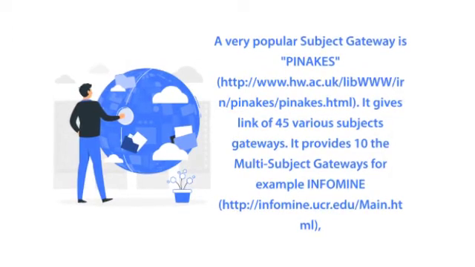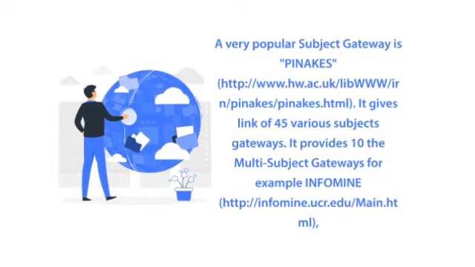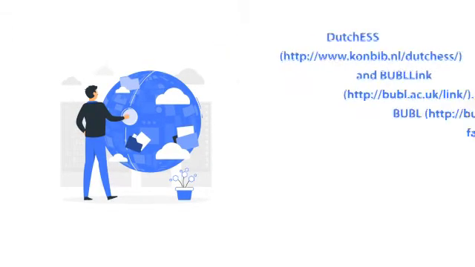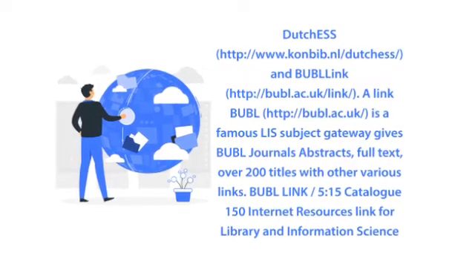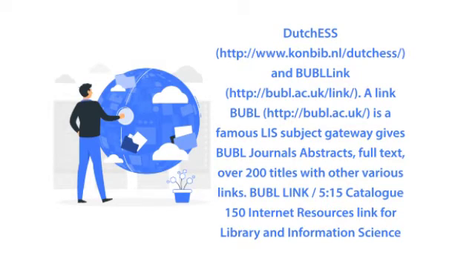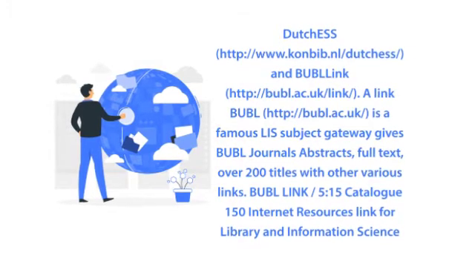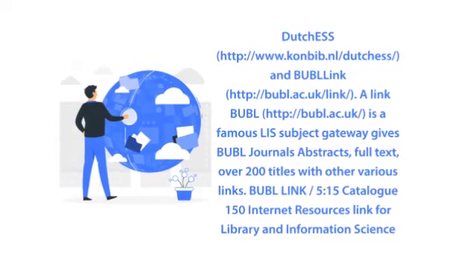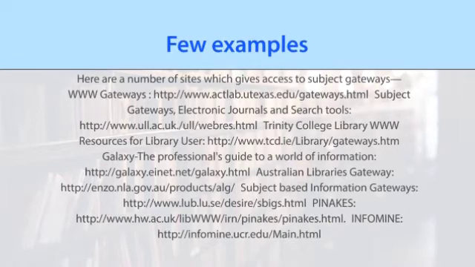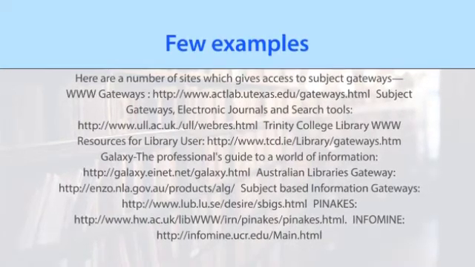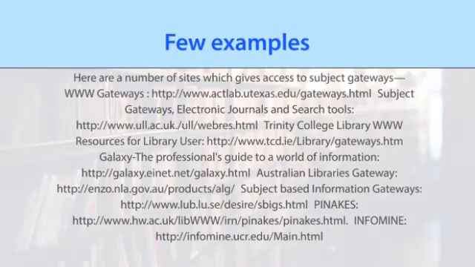I have talked about 45 various subject gateways. Many multi-subject gateways also exist, for example Infomine, the Dutchess, the Bubble Link, and the LIS gateway, like Bubble Journals, Abstracts, etc. Over 200 titles are there, which is very popular and serves people in library and information science. A lot of resources are there, so people can access all those resources from there. Some of the examples of subject gateways are already mentioned, but there are some more examples, like Trinity College Library, Australian Library subject-based information, Pinakes, Infomine.